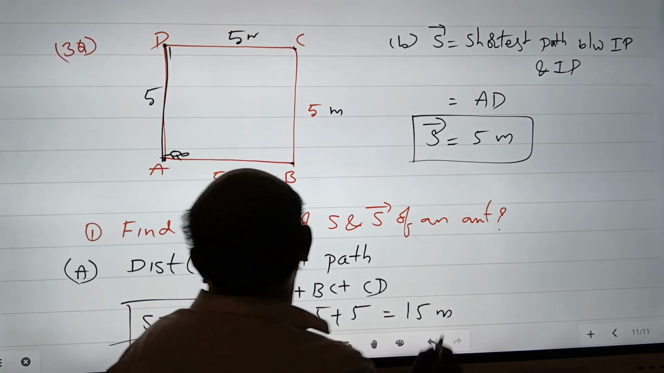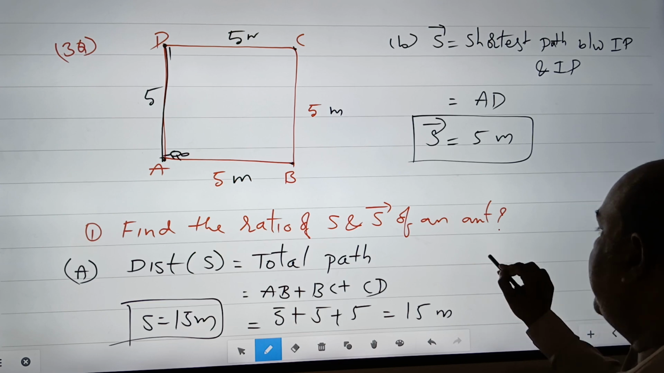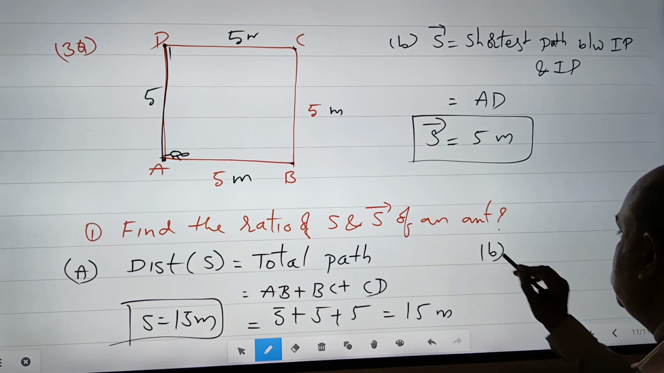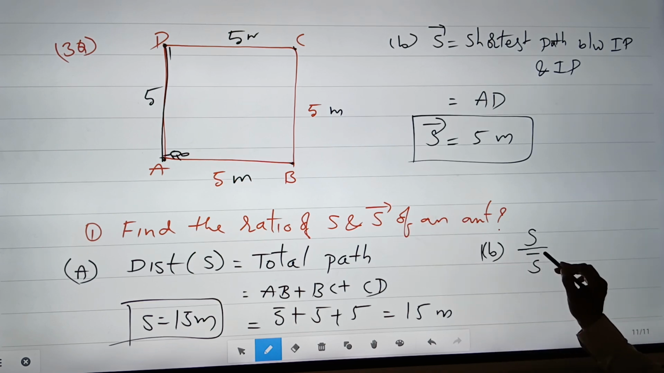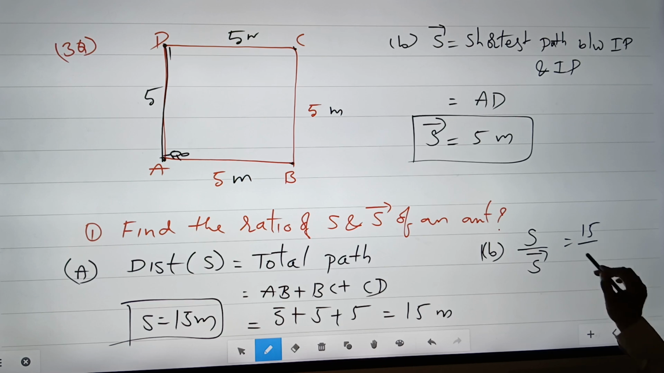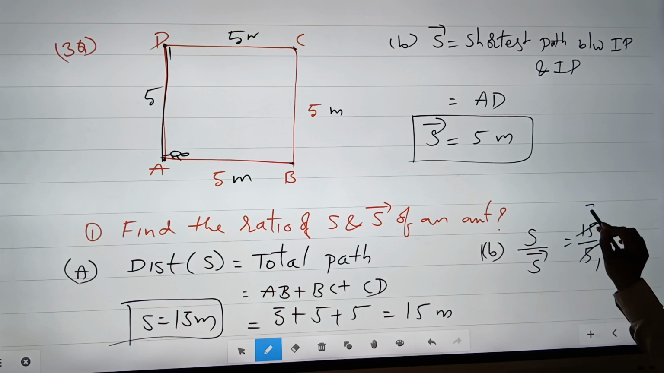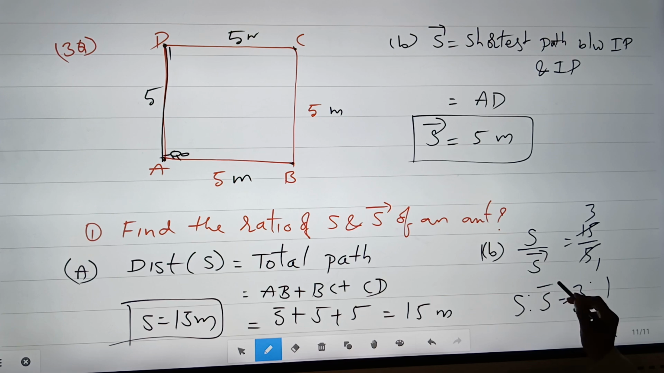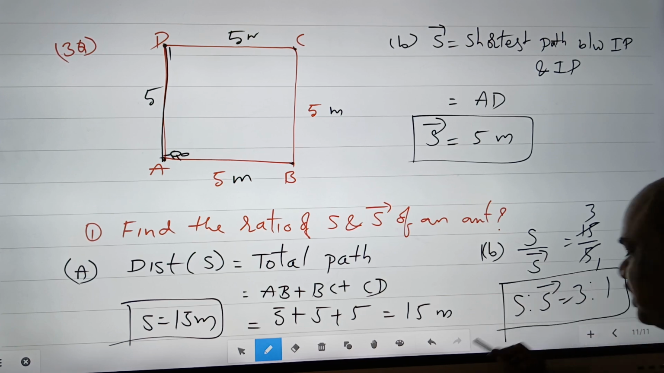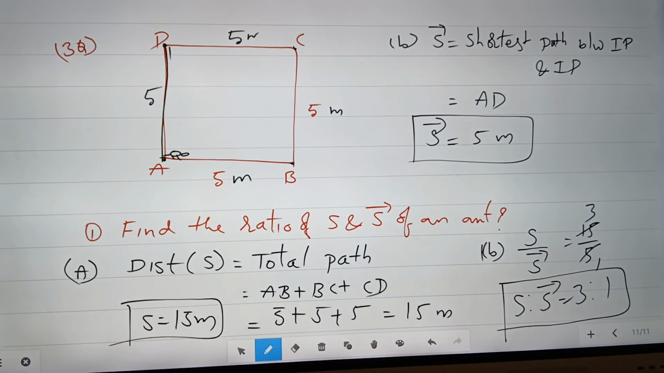Now they are asking the ratio. S by S bar is equal to 15 by 5, which is equal to 3 by 1, which can be written as 3:1. This is S is to S bar, distance versus displacement, the ratio of distance to displacement: 3:1.